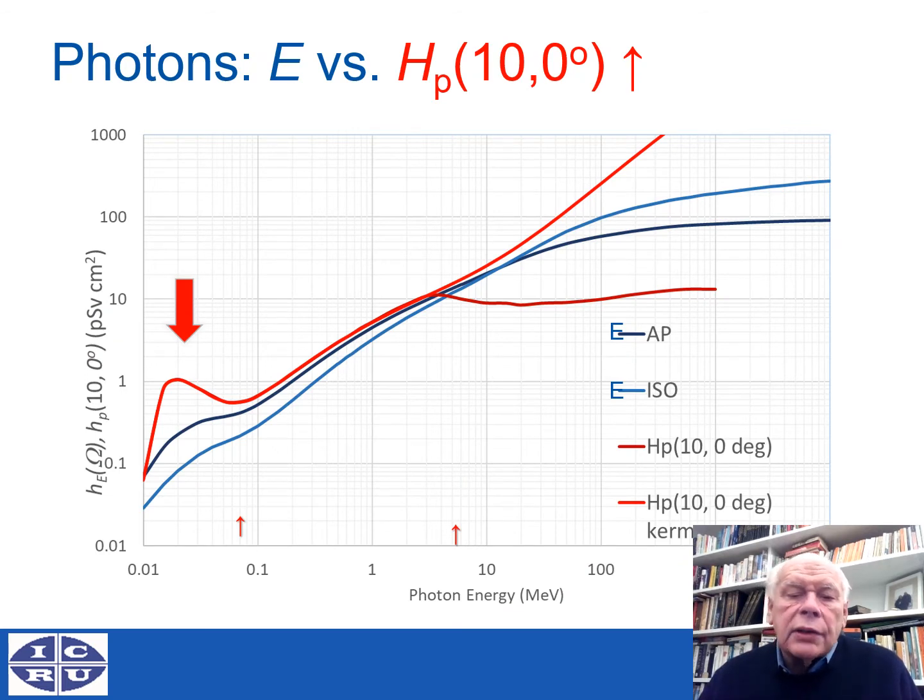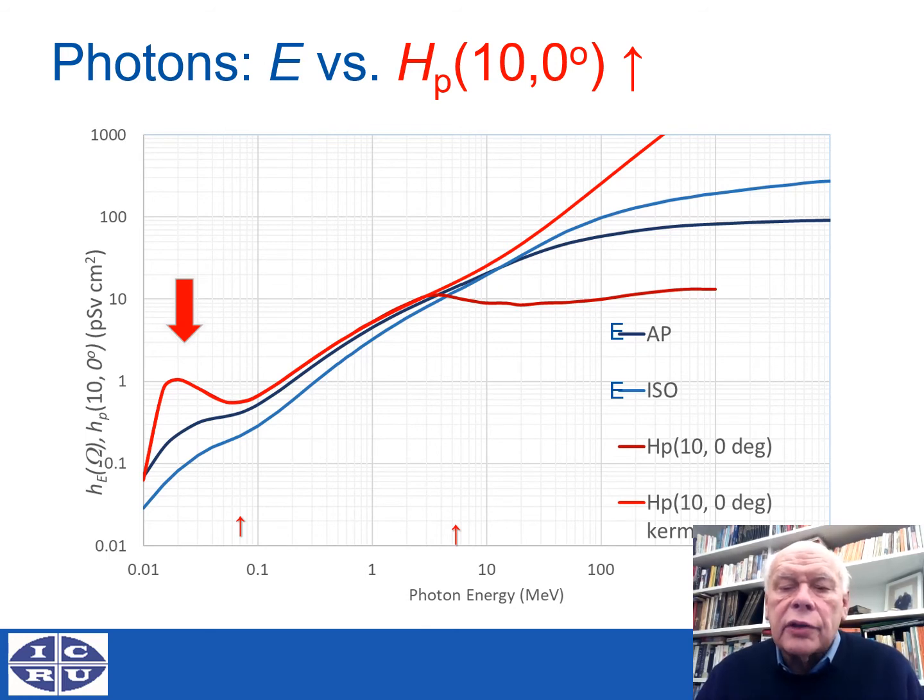If one calculates such conversion coefficients, here's the example for photons. There are two curves for the effective dose, one for AP, the other one for an isocentric irradiation. And then there's the personal dose equivalent, HP10, the red curve. You can see that in an energy range of about 50 keV up to 3 MeV, it gives a reasonably good approximation to the curves of effective dose, and therefore the operational quantity is in that case a good estimate of effective dose.